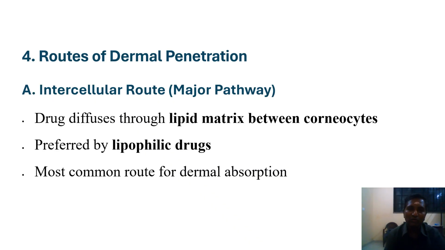The first and most important pathway is the intercellular route, which is considered the major pathway for dermal drug penetration. In this route, the drug diffuses through the lipid matrix present between the skin cells, which are called corneocytes. The stratum corneum can be imagined like a brick and mortar structure, where the corneocytes act as the bricks and the lipid matrix acts as the mortar. So the drug molecules move through the lipid layers between these cells.